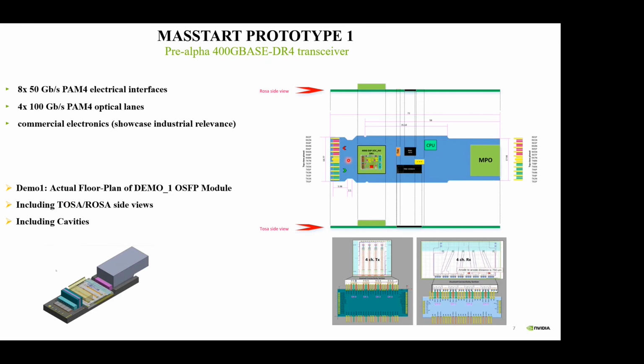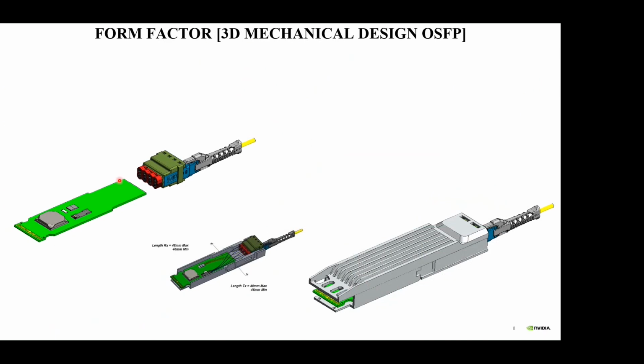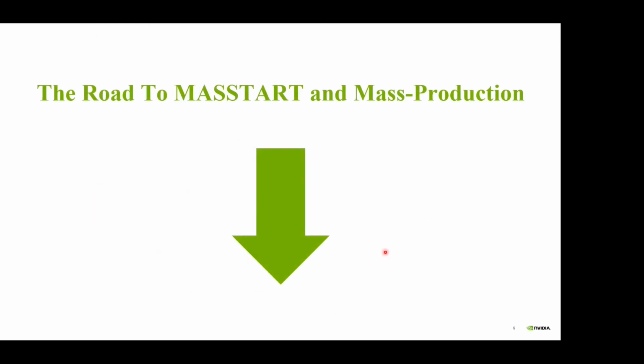So basically, this is the first prototype for the 400G OSFP module. Again, you can see the form factor, the actual fiber connectivity into the MPO, and the final one. This is in the making. We are not there yet, but we are very close. And here comes the road to how to actually take this one and transform it into mass production.